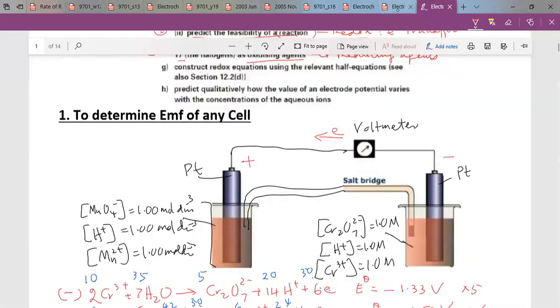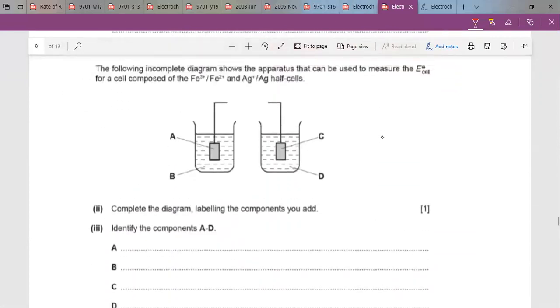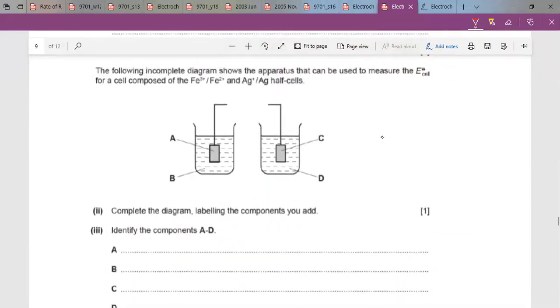Now I left off this one here. The following incomplete diagram shows the apparatus that can be used to measure the EMF, or the E cell, the standard cell potential of a cell composed of Fe3+ and Fe2+, and Ag+ and Ag half cells. So complete it. Of course, here you need to put the voltmeter, and then the salt bridge. So what must be labeled? Voltmeter, and this is the label here, salt bridge.